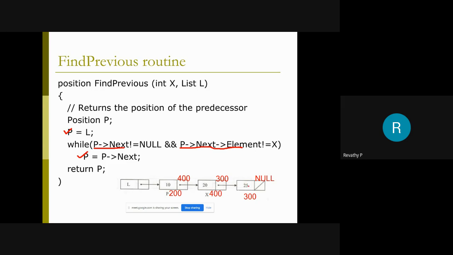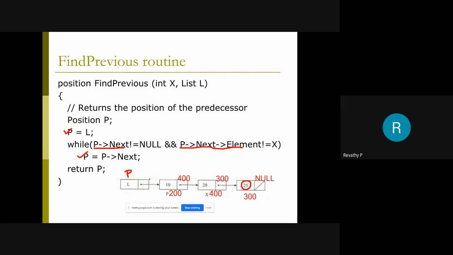Suppose you want to find the previous of this 25. So what we are trying to do, we'll start your P from the header itself. Let your P be one node before that. Assume if you want to find an element, we start with the first node. If you want to find the previous node, then we'll start from the header and check your first node. Be in one, check your second node. Be in two and check your third node. Likewise, you'll be before a node and check for the next.